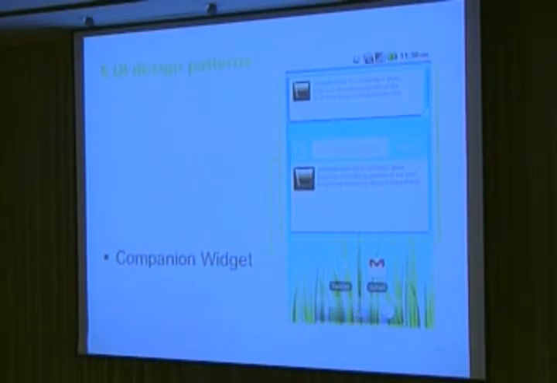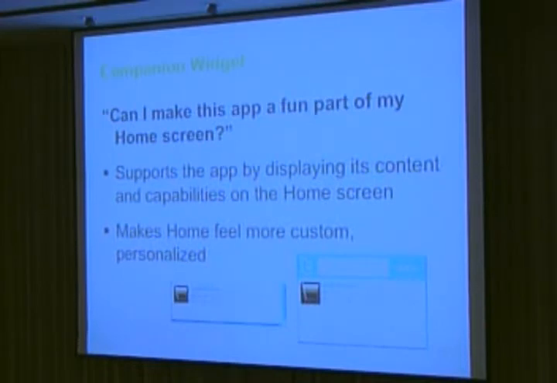The last design pattern I'm going to talk about is the companion widget. This is used to address the question of can I make this application a fun part of my user's home screen. It should support the app by displaying all the latest content and capability on the user's home screen. It also should make the user's home screen more custom and personalized.